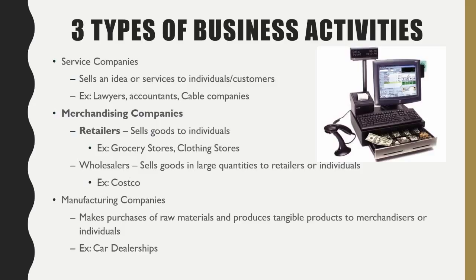So then the second type of activity is going to be merchandising, which is a common one. We have two types of merchandising, whether we are a retail store or we are a wholesaler. So retail, pretty straightforward, is where you sell goods to your customers, to the public. A great example is anything that pretty much sells a product, so a clothing store, a grocery store, a dealership where you sell cars.